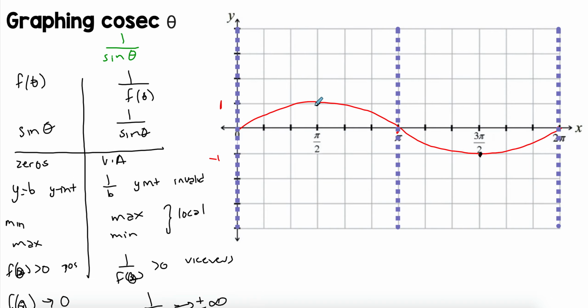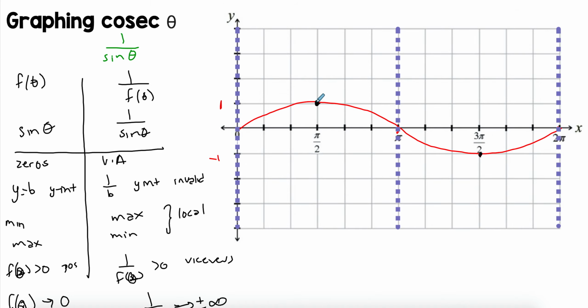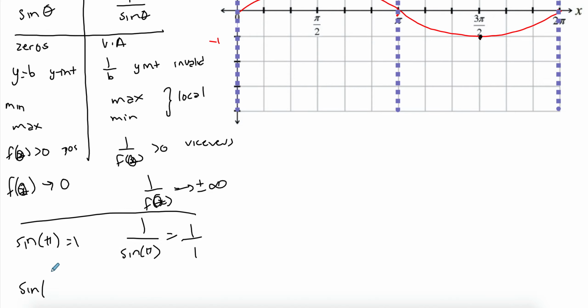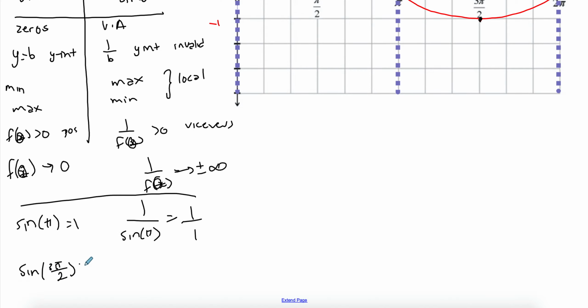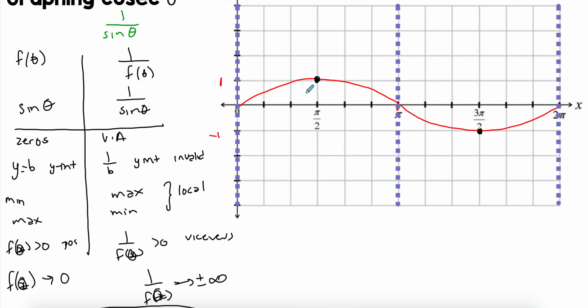So here's where we go. This will remain the same, and you can test it out. If I have sine of pi, this is equal to 1, so 1 over sine of pi is 1 over 1, so this is a coordinate. And this is where the maximum and minimum stay. The coordinates stay there. Then I have sine of 3 pi over 2 equals negative 1, which means 1 over sine 3 pi over 2 is 1 over negative 1, which is negative 1. So we already have the coordinates 3 pi over 2, negative 1, and pi over 2, 1.